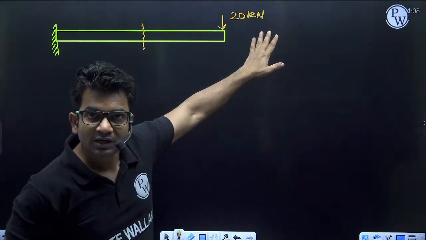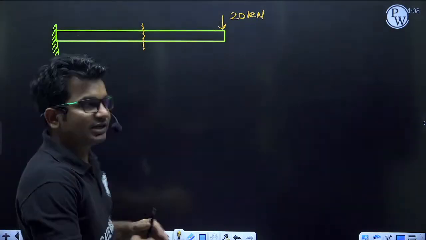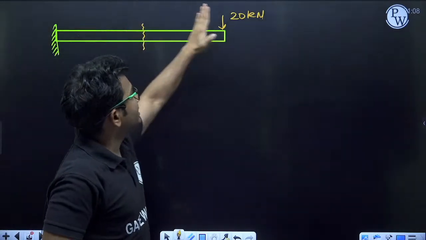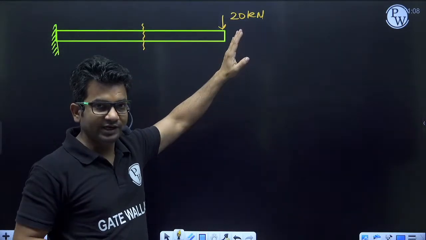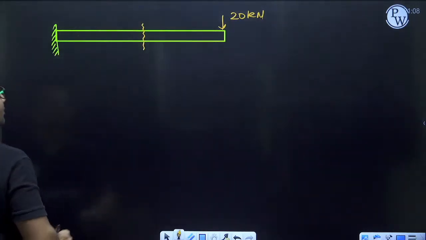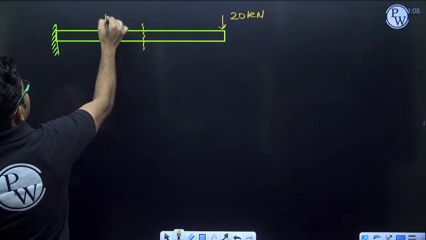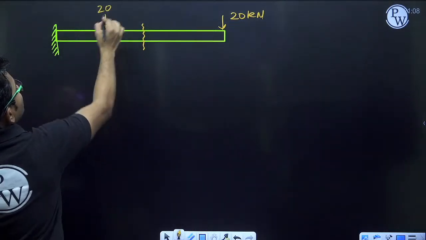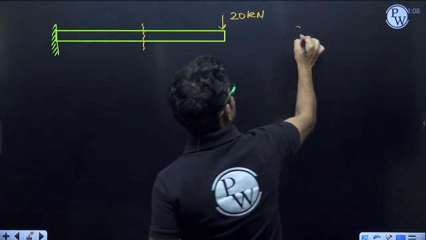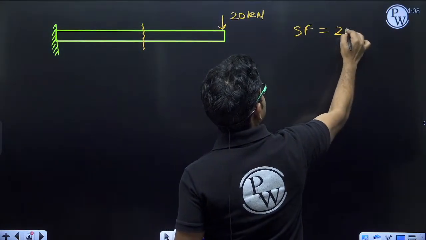Very good, Sayantan. 20 kilonewton is the magnitude. On this side of the section the force is 20 kilonewton, so the shear force will be 20 kilonewton. Correct, very good. Now let us say 20 kilonewton is acting here also. Then the shear force will be equal to 20 kilonewton.